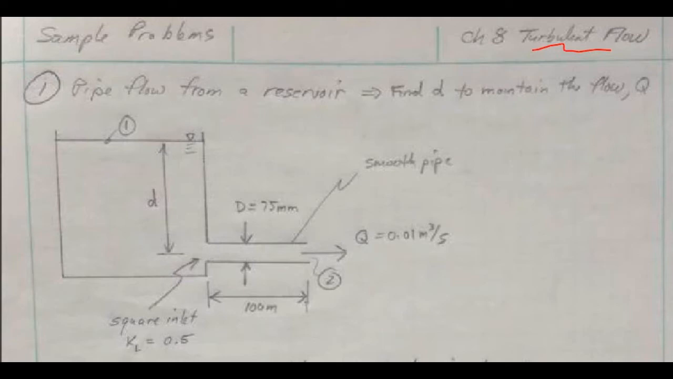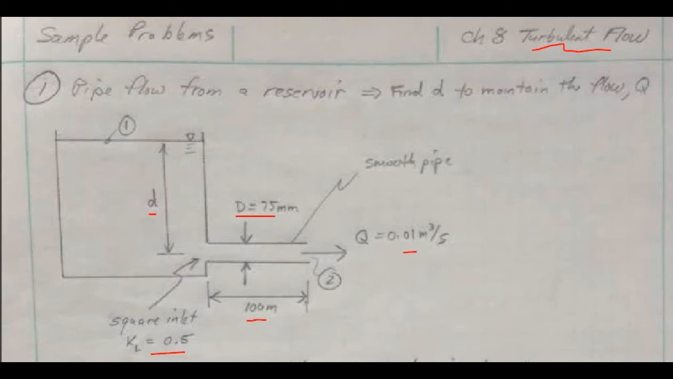So we've got a pipe coming out of a tank here, and the tank is d in depth. There's a big D here for the diameter of the pipe, that's 75 millimeters. The pipe is long, so this is not drawn to scale, but the pipe is 100 meters long, and there's a square inlet to the pipe with a KL given. So this is telling us that we're going to have to look at the head loss for those by that shape there, as well as for the pipe. So we'll have two types of head loss here, one for the pipe and one for the inlet.